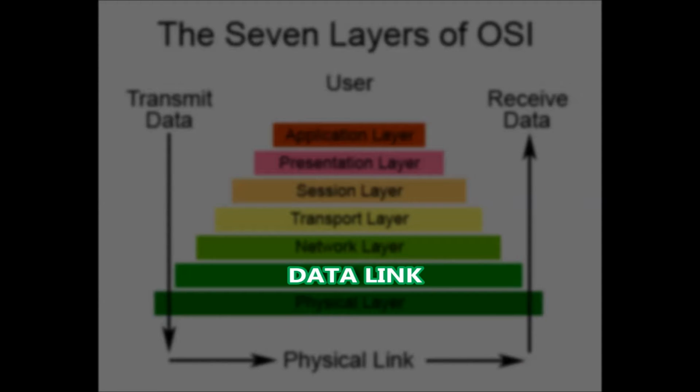Layer 2 is the data link layer. At layer 2, the data becomes frames. For email specifically, these frames would be designed for Ethernet.